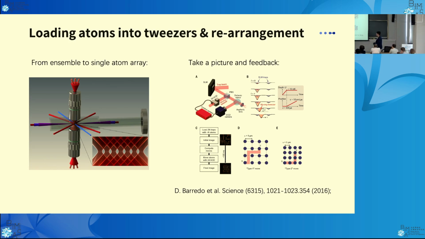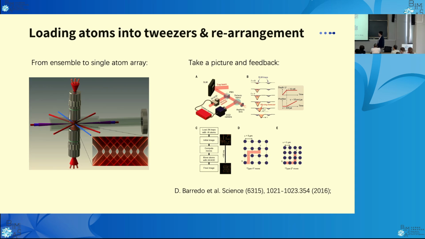So we first start with an ensemble of laser-cooled atoms with 6 laser beams, for example. And then we use a high-resolution objective to focus light into a very tiny spot, about 1 micron in radius, so 2 microns in diameter. And if we can generate an array of tiny focused laser beams, then each one of them can, in principle, hold 1 atom.